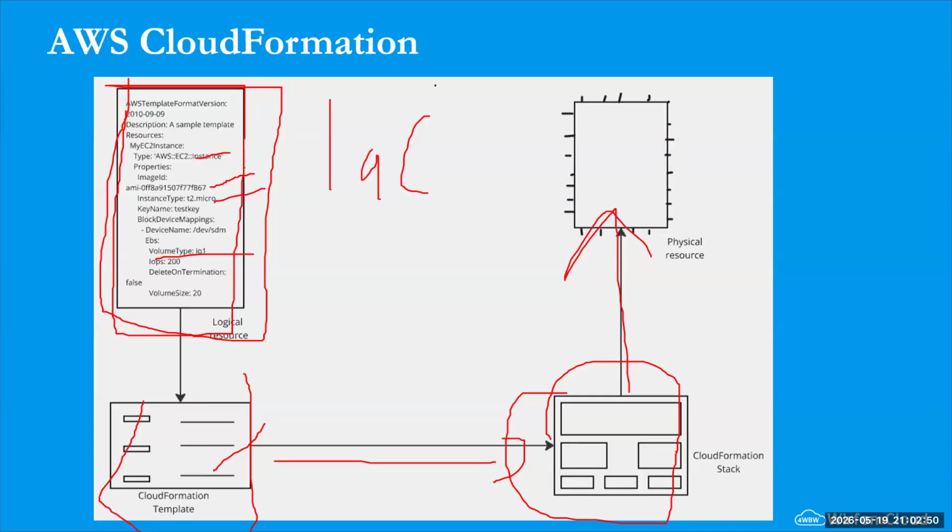Yeah. So infrastructure as code is just a general definition, and then in AWS, you can do infrastructure as code using the service called CloudFormation.